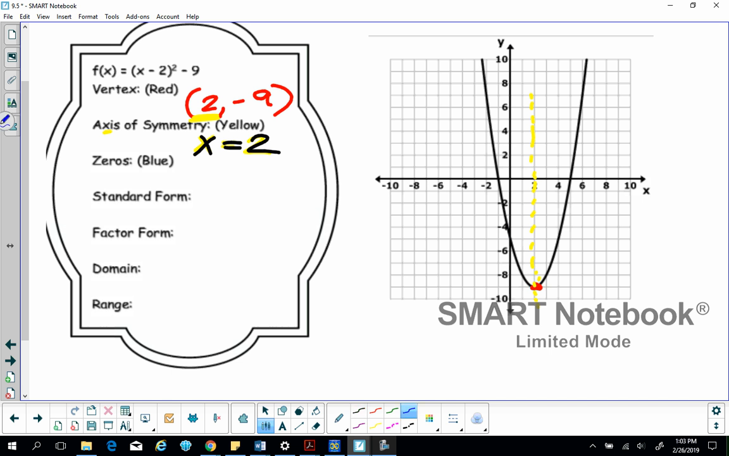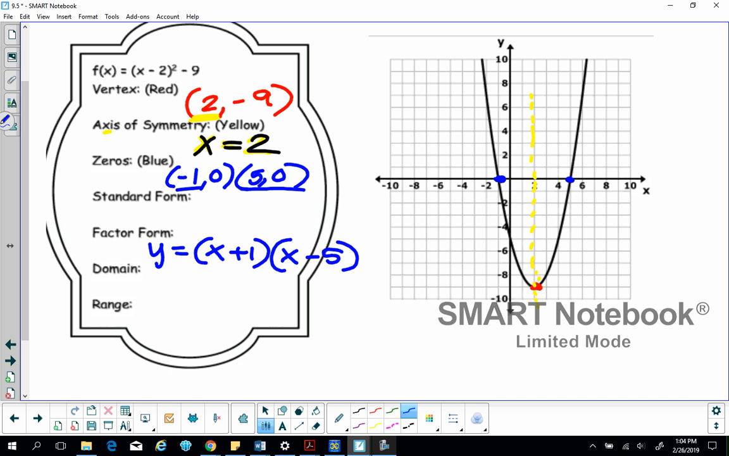The zeros. Who can raise their hand? Give me the zeros, Kayla. Negative 1, 0 and 5, 0. Negative 1, comma 0, and 5, comma 0. Remember, roots, zeros, x-intercepts. Do you remember that opposite day thing too? So factors, remember factor form? Factors are just the opposites. What's the opposite of negative 1? x plus 1. What's the opposite of positive 5? Negative 5. Remember that?